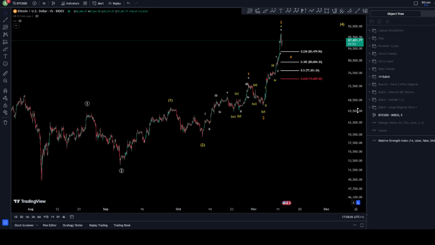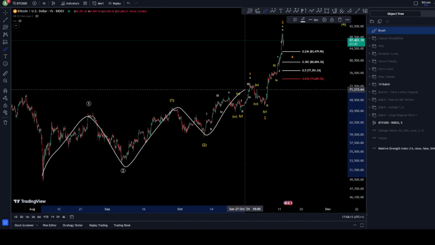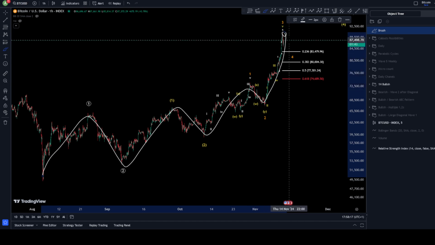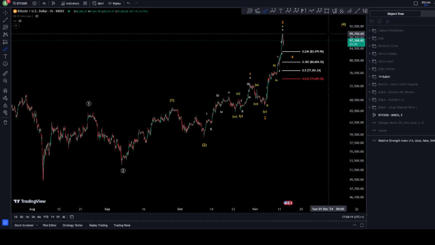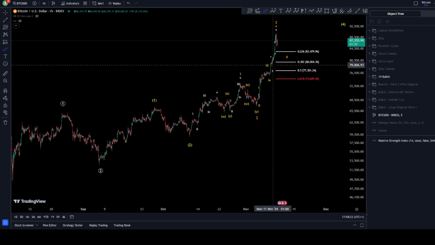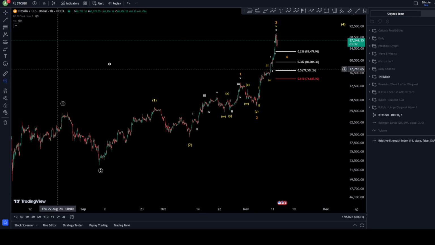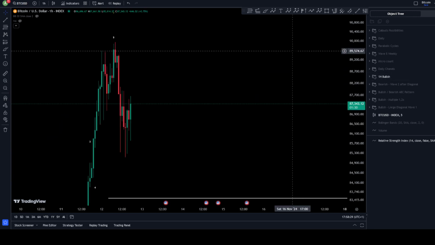A quick update on the 1 hour chart here, the intraday analysis as usual, where we are looking for 1 2 1 2 1 2, and we got our wave 3 top finally at almost 90,000 for Bitcoin. That's very nice. And we have started to see, of course, some take profit in that zone.